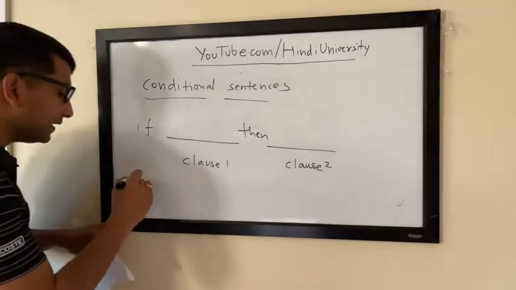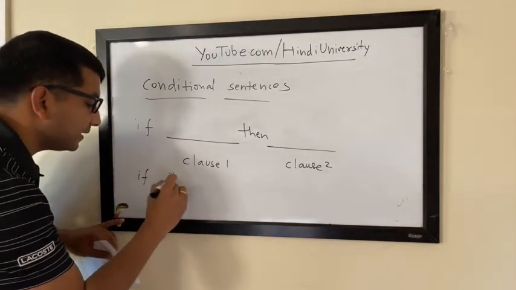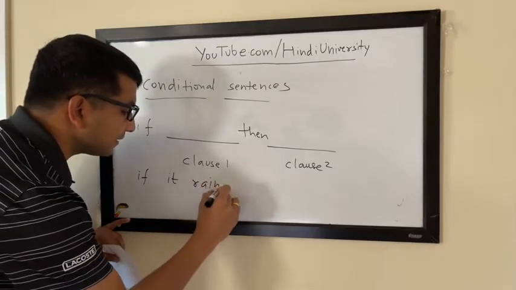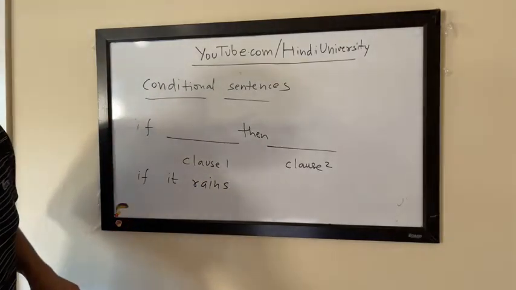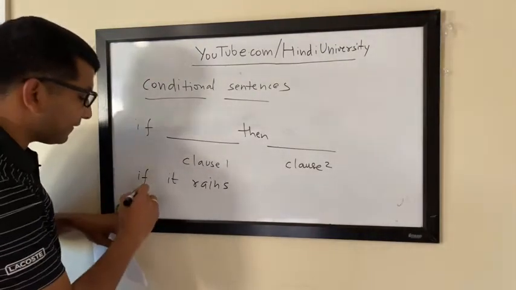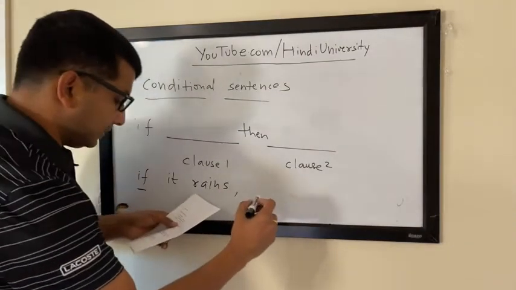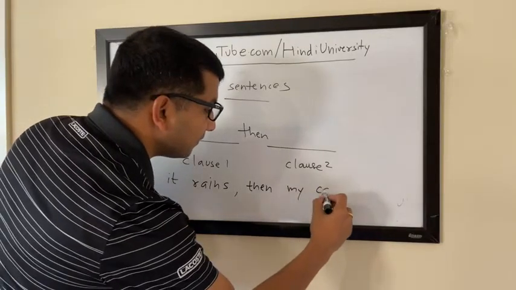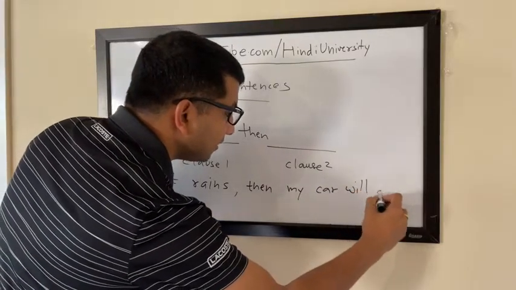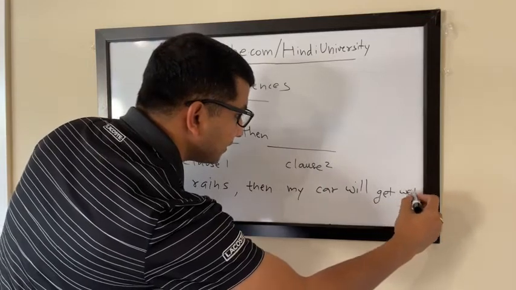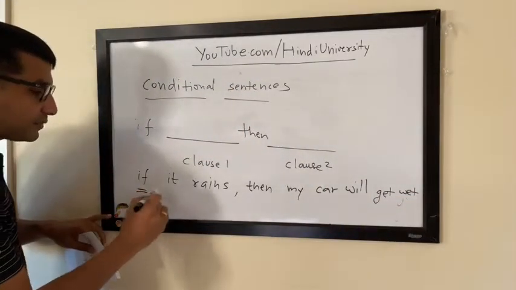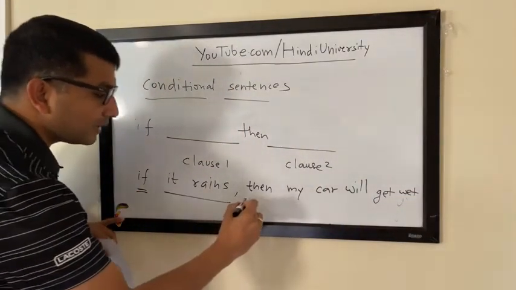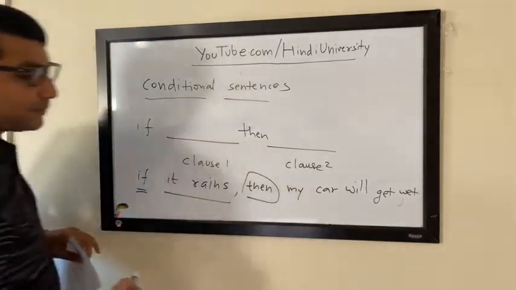An example is, if it rains, then my car will get wet. Okay, so there is a condition: if something happens, clause one, then B will happen.